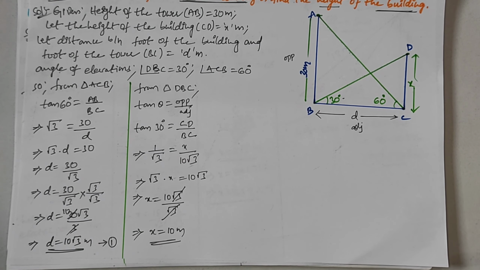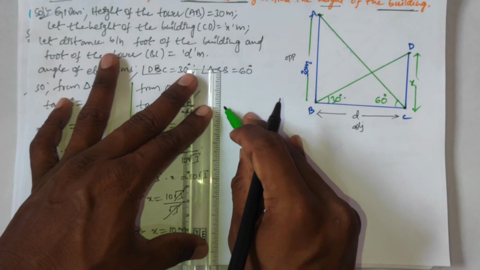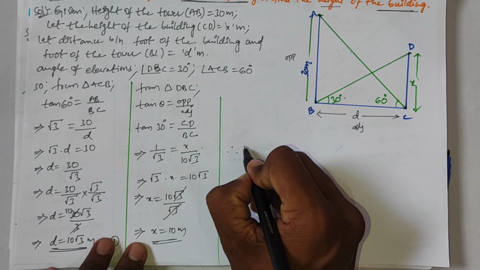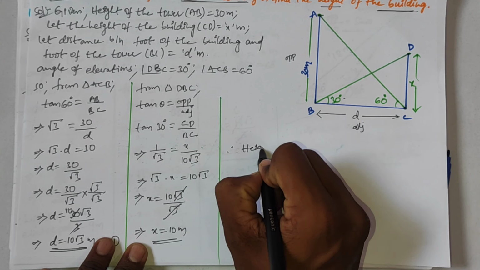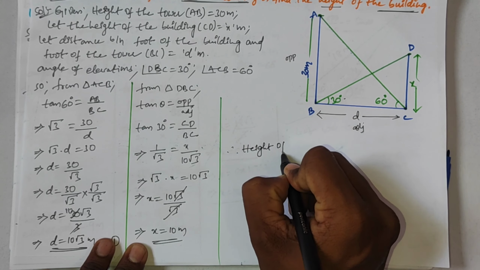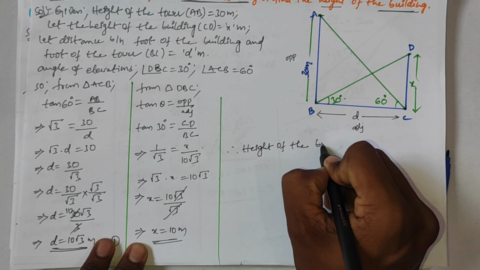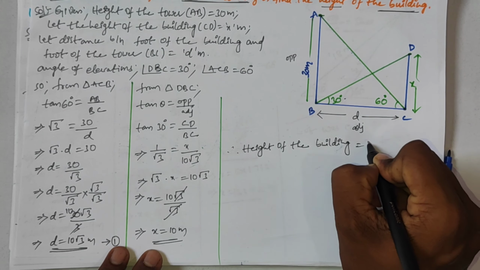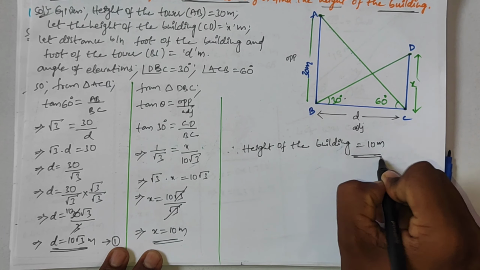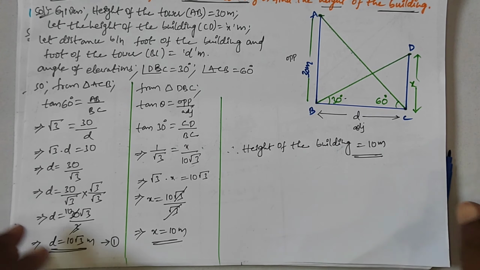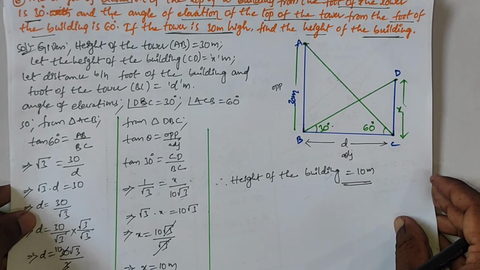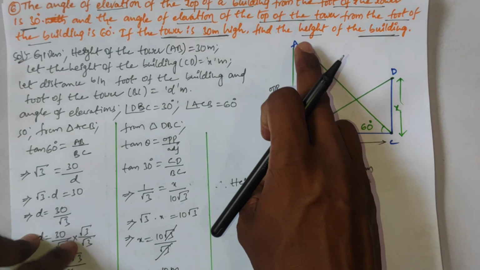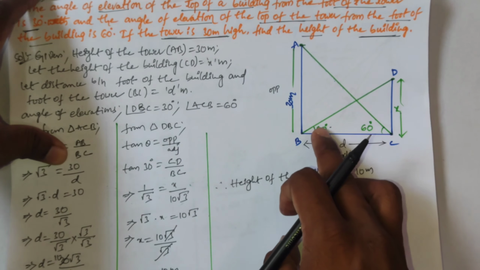So what does x indicate here? Therefore we can say the height of the building CD is equal to 10 meters. Is it clear, everyone? So the question was about a tower and a building, with the top and foot of each.